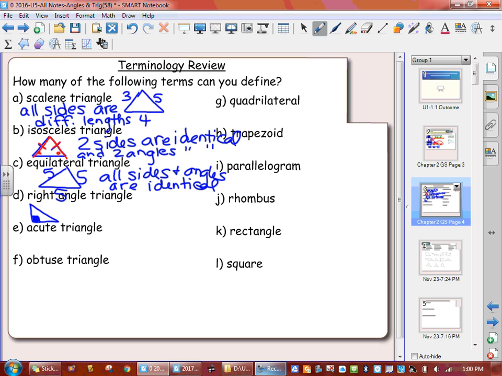Now, can we have a 90-degree triangle that is an equilateral triangle? Never. You'll never get an equilateral triangle that will have a right angle. Because remember, if it's an equilateral triangle, that means all sides and all angles are the same. If I've got one angle that's 90, I can't have two other angles that add to 90, because then I'm too big. You can only add to 180. So you'll never have a right triangle where all sides are the same length, because the hypotenuse has to be longer. It's the biggest side.